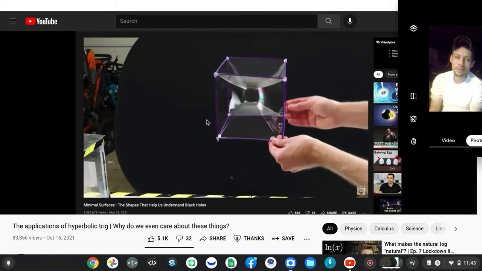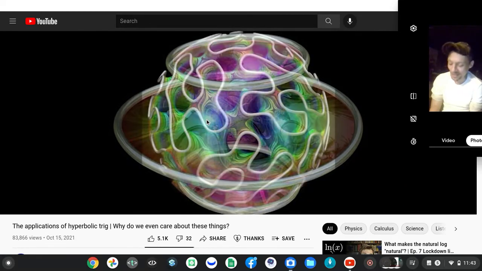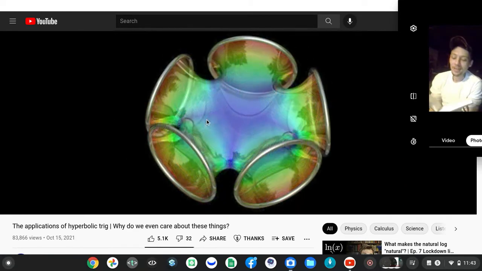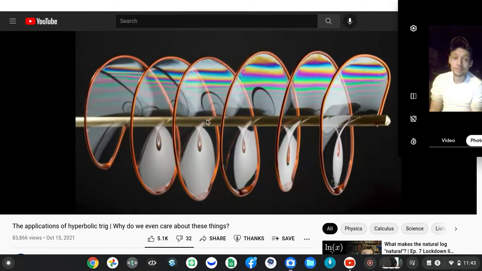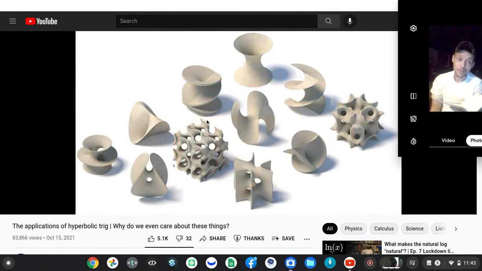As you can probably tell already, minimal surfaces are pretty much always strange looking, and they're not easy to find. But it's not just soap films where we encounter minimal surfaces.